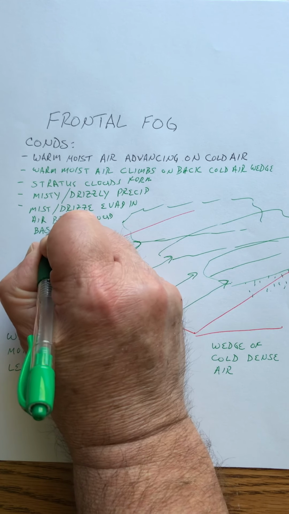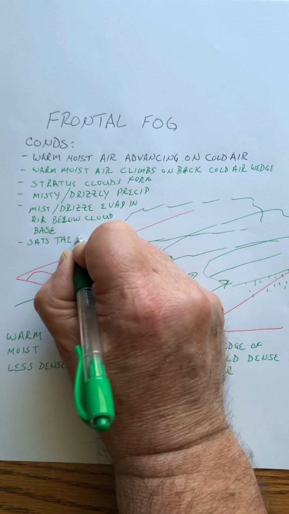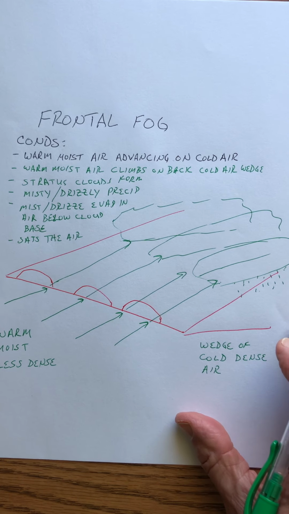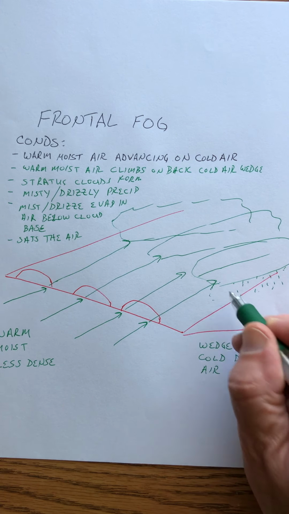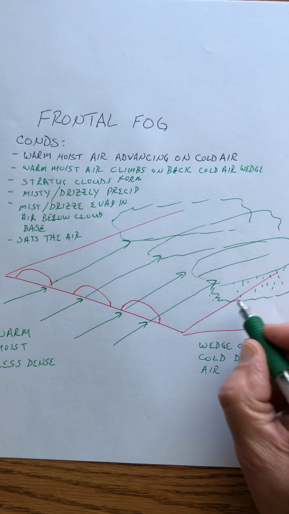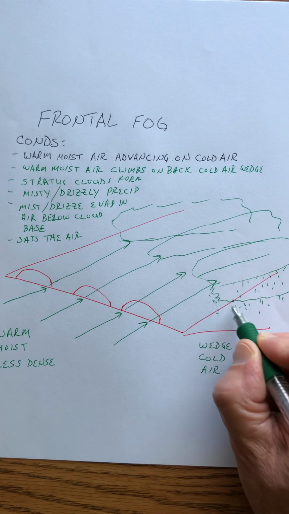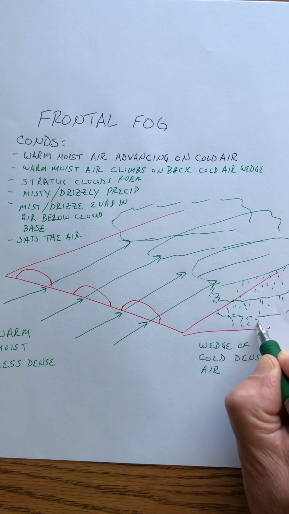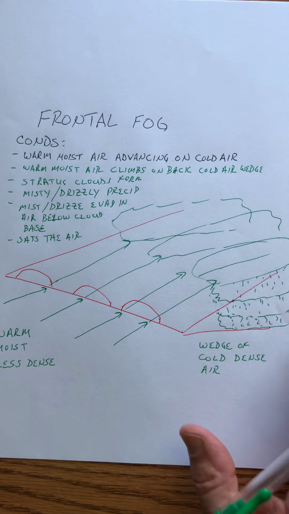Okay, and what that is going to do is saturate the air. So now this air below the cloud base is saturated, and when it becomes saturated, it's going to lower the cloud base. So this stratus cloud's base is going to lower, and this process just continues. You get more precipitation, it saturates the air, and the cloud base lowers, and you get more drizzly, misty precipitation, and the cloud base lowers until the cloud base is on the ground, and at that point it becomes what's called a frontal fog.